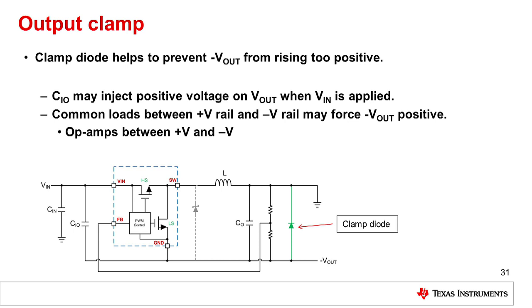And if the positive supply starts up before the negative does, then the positive supply might try to force the negative supply positive. So again, the clamp will protect in that case and make sure that the negative output doesn't go more positive than a diode drop.